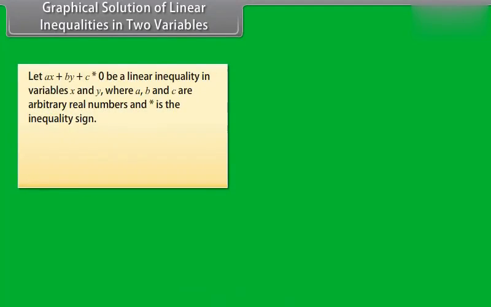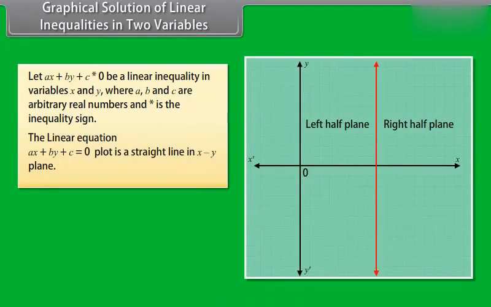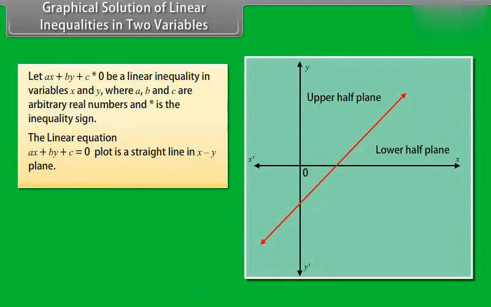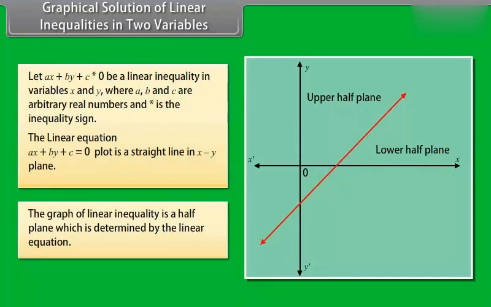Graphical solution of linear inequalities in two variables. Let ax plus by plus c star 0 be a linear inequality in variables x and y, where a, b and c are arbitrary real numbers and star is the inequality sign. The linear equation ax plus by plus c is equal to 0 plots a straight line in the xy plane. Below are the examples of straight lines in the xy plane, which divide the xy plane into two halves. The graph of a linear inequality is a half plane, which is determined by the linear equation.